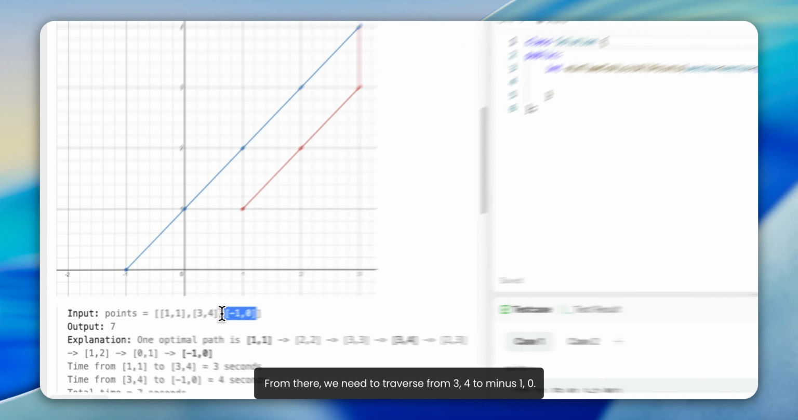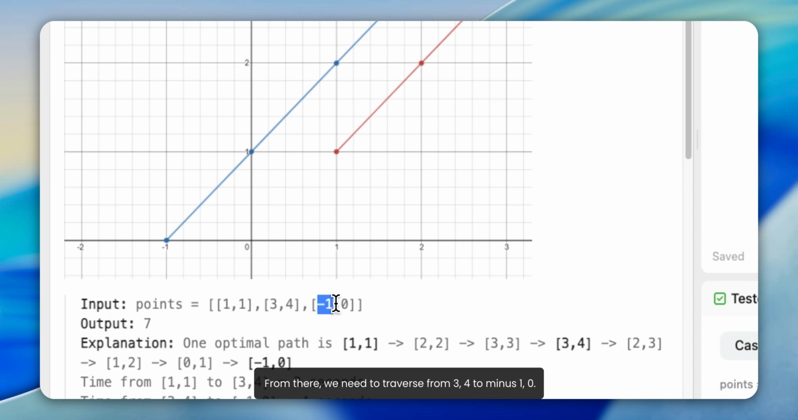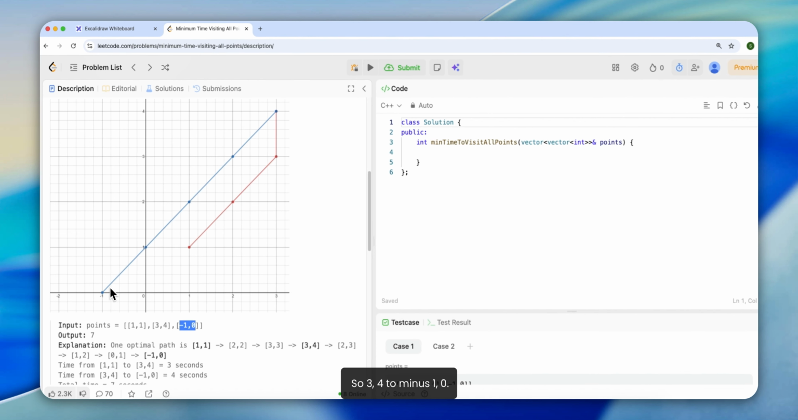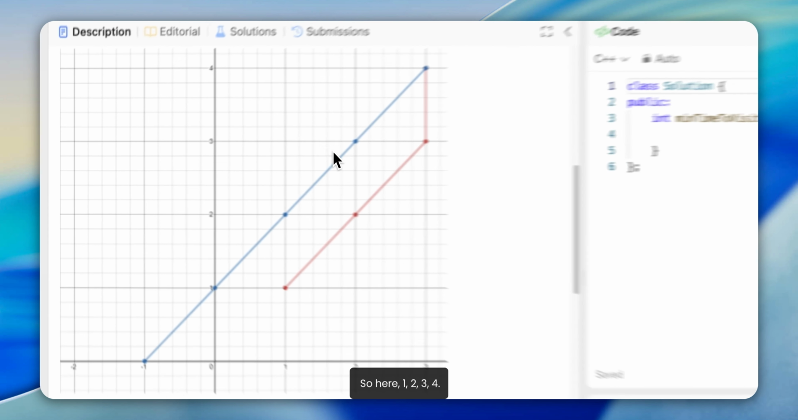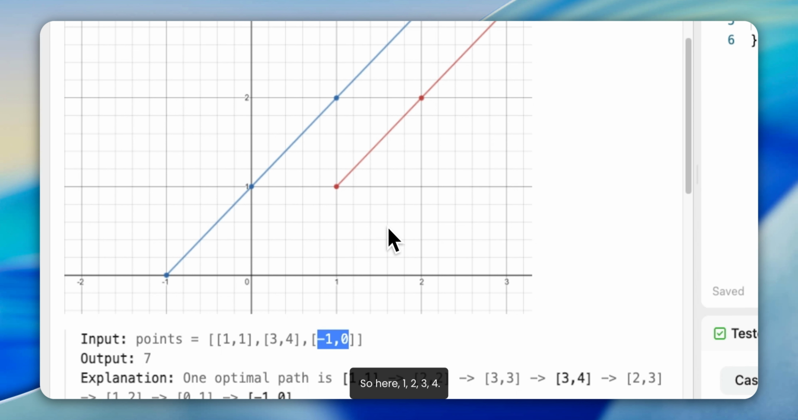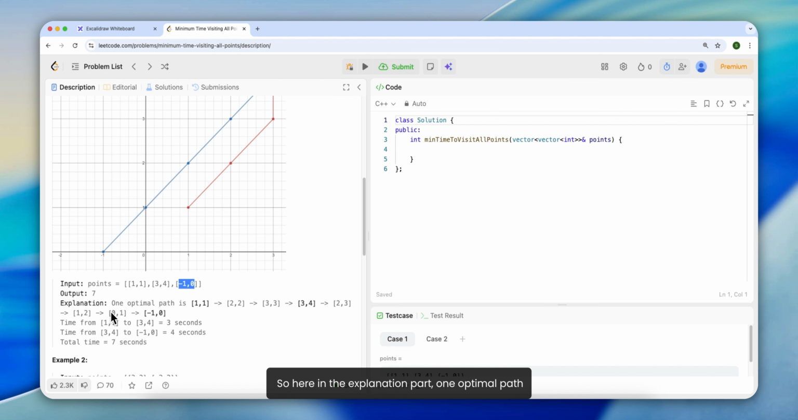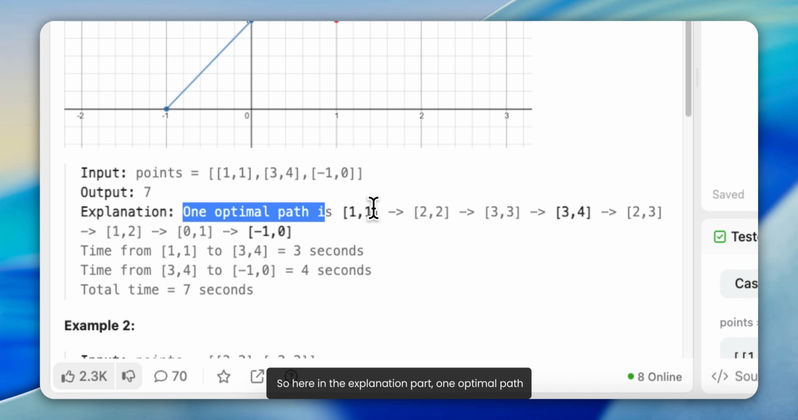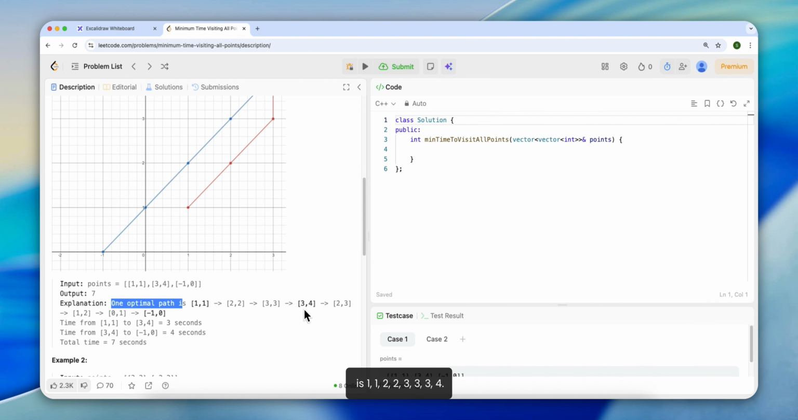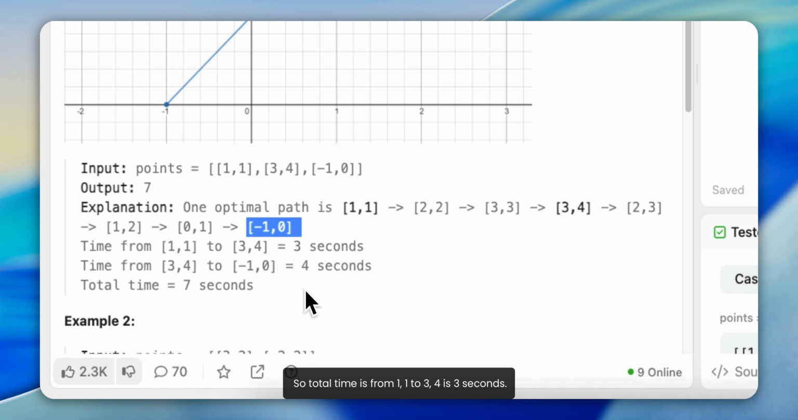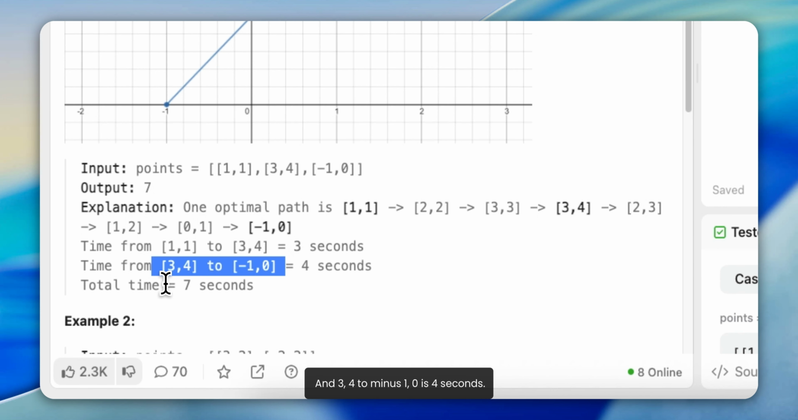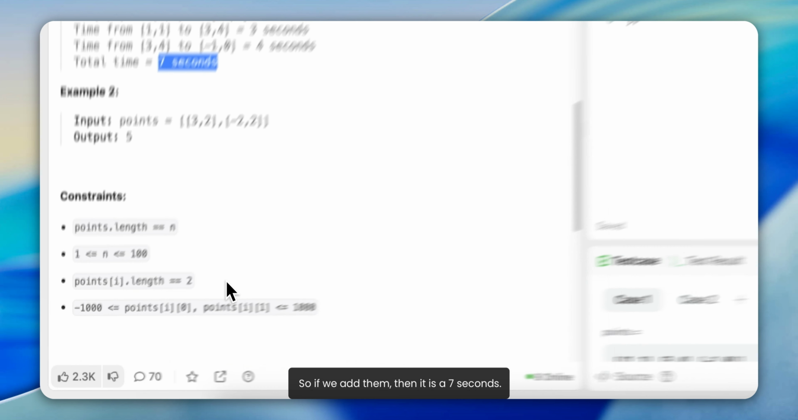From there, we need to traverse from [3,4] to [-1,0]. So here 1, 2, 3, 4, so 4 seconds. So in the explanation part, one optimal path is [1,1], [2,2], [3,3], [3,4], and from [3,4] again [2,3], [1,2], [0,1], [-1,0]. So total time from [1,1] to [3,4] is 3 seconds and [3,4] to [-1,0] is 4 seconds. If we add them, it is 7 seconds.